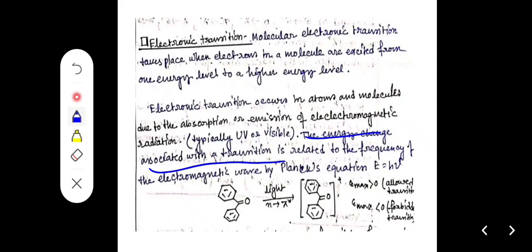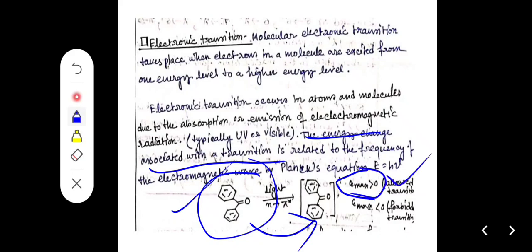Now consider this molecule in the ground state. When it goes through n to pi star absorption, it gets activated. Always remember epsilon max. Epsilon is the intensity. When epsilon max is greater than 0, that means an allowed transition. When epsilon max is less than 0, that is almost a negative value, that should be a forbidden transition.